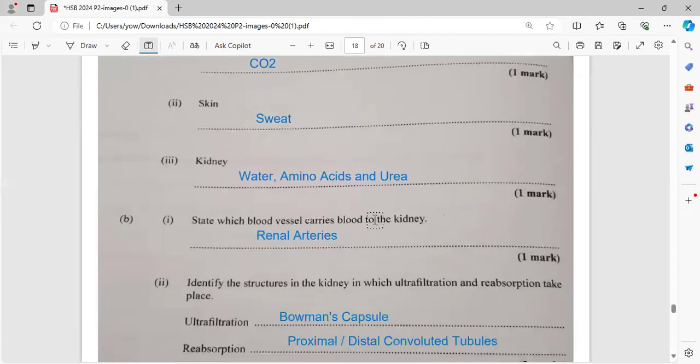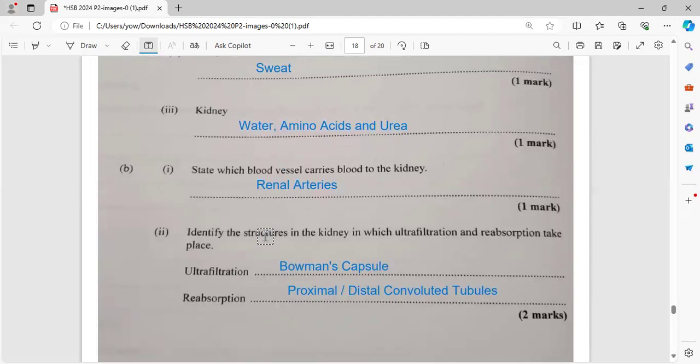State which blood vessel carries blood to the kidney. I don't know if this one got to you guys. But it's renal. All the organs have prefixes. So renal, pulmonary is down by the heart, hepatic is down by the liver, and renal refers to the kidney. So it's the renal artery. If you guys knew the prefixes for the organs, you'd have gotten that right, even if you hadn't known otherwise. All right, next one.